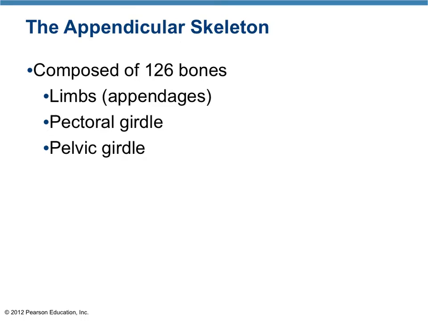In this lecture, we're going to talk about the appendicular skeleton. It's composed of 126 bones, and it makes up your limbs or appendages, the pectoral girdle, which is how your arm attaches. It also forms your shoulder, and your pelvic girdle, which is how your legs are attached to the trunk of your body.